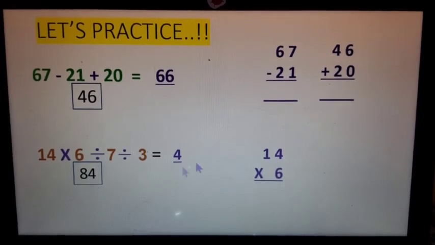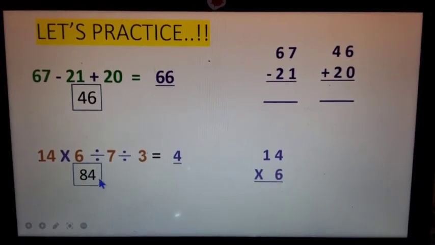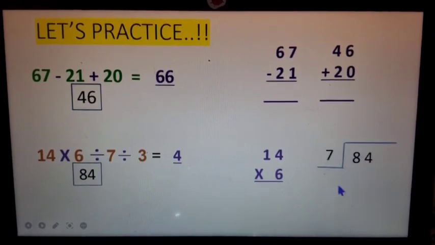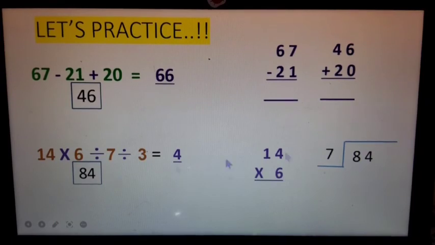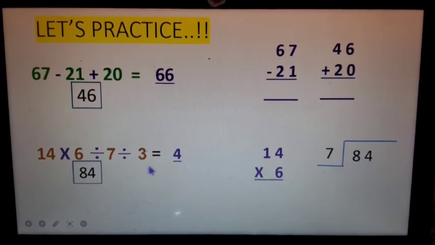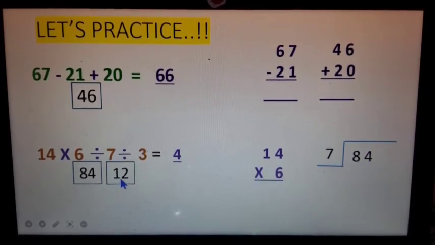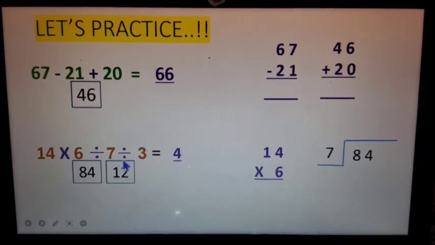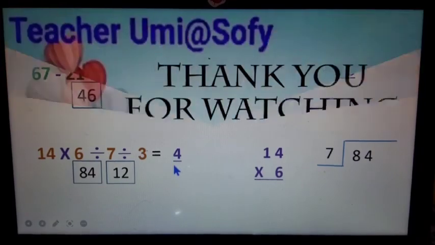Teacher got 84. And then what do I do next? 84 divided by 7. Okay, you can use the house of division from just now, right? And I got 84 divided by 7 is 12. And then what do I do next? 12 divided by 3. And you got 4.